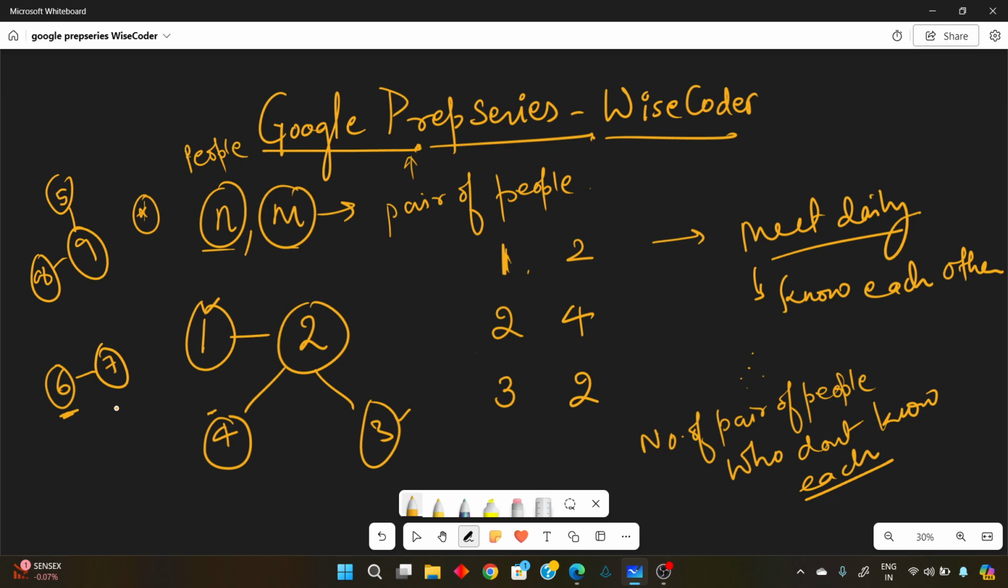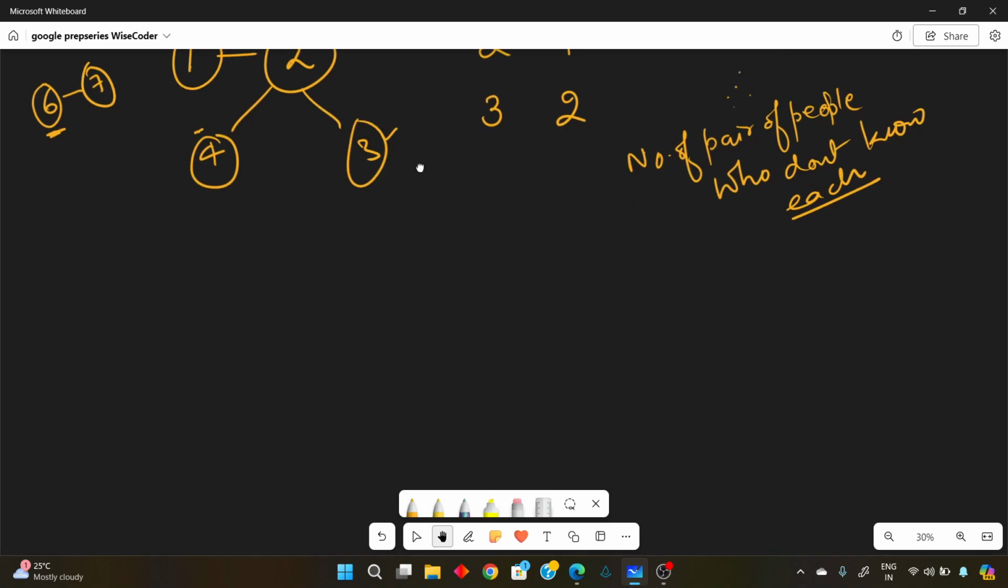So there can be pairs like 5 1, 2 5, 9 2, 6 2, 7 1, something like this. Because these people are not part of the same group, they don't know each other. Or in simple words, they are not friends of each other, so they don't know each other.